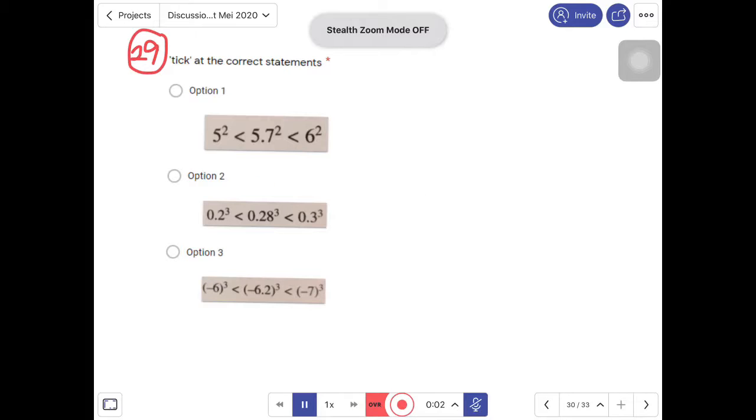Right, tick the correct statements. So we have to check each options. Option number 1, 5 power of 2 is less than 5.7 power of 2 and less than 6 power of 2. I think this is very obvious, so this is correct statement. Or you can also take a calculator.